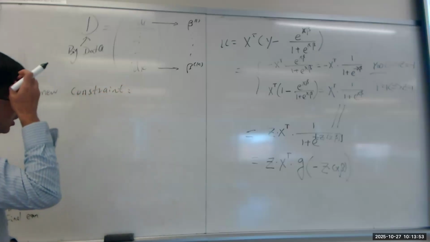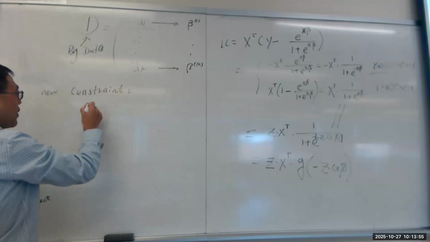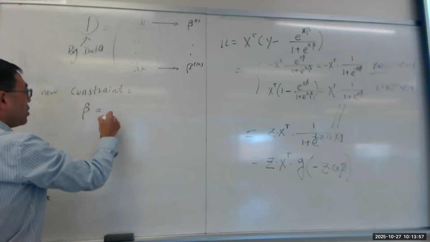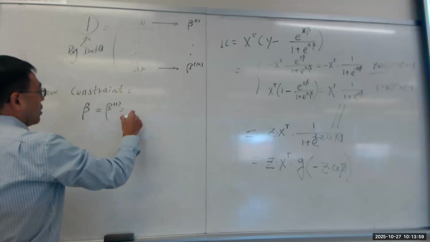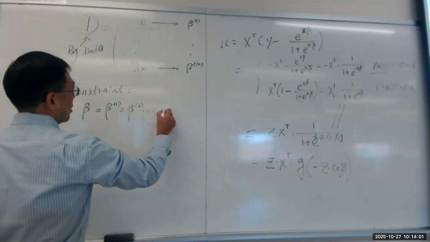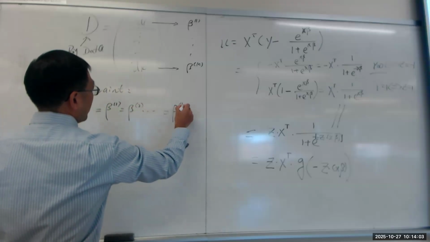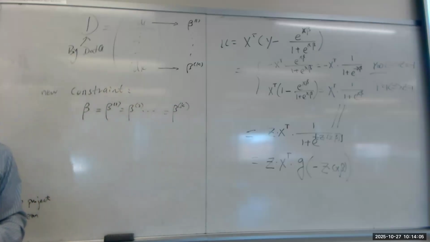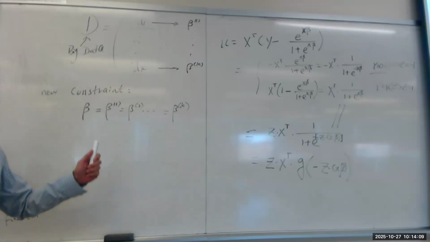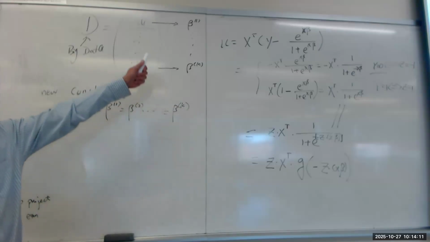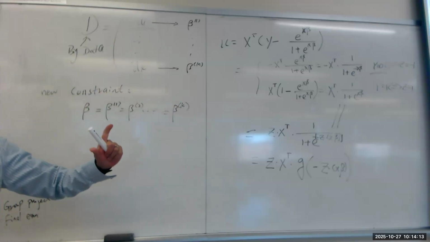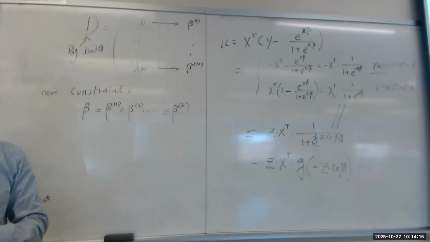So the new constraint is, I assume I have a global beta that will be equal to beta K. I'm going to add an additional constraint. The constraint is I want to constrain all the betas you estimated from each subset, they have to be the same.